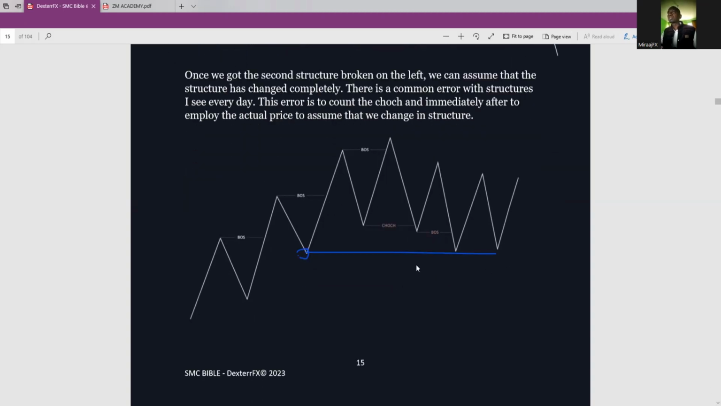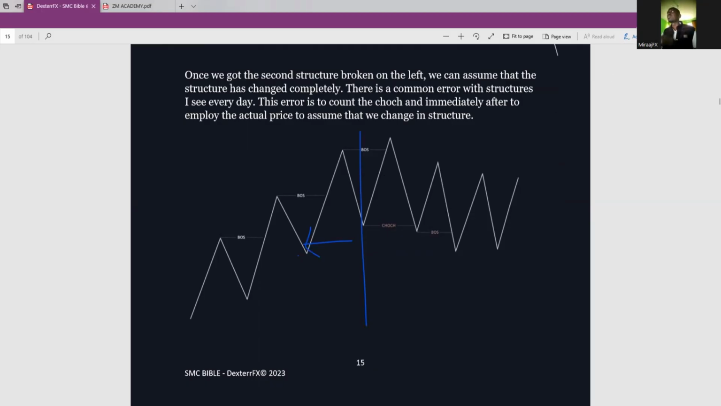I'm also going to show you a few examples on the chart so that you can see what exactly we mean. When you look at this example here, this is our change of character, and then we have a break of structure here, and then we don't have any other break of structure. The most important part that you're supposed to be looking at is the left side.